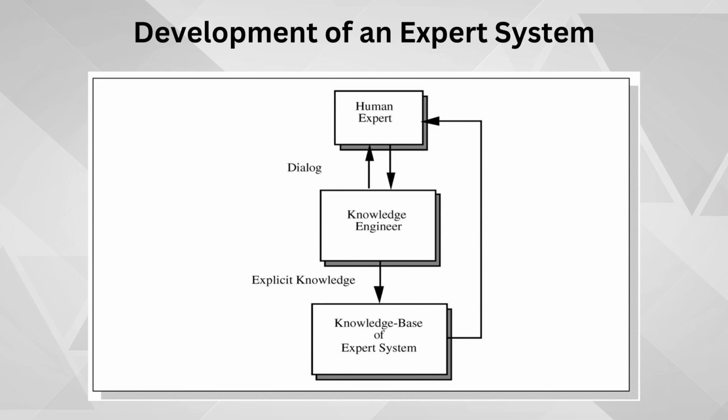This flow diagram outlines the sequential steps involved in developing an expert system by harnessing the expertise of human experts, the skills of knowledge engineers and the creation of a knowledge base that drives the system's decision making.